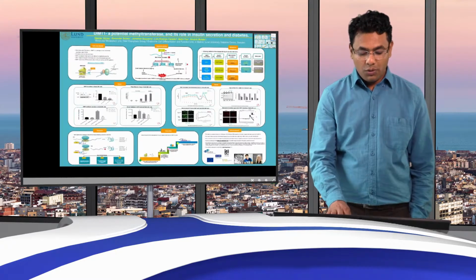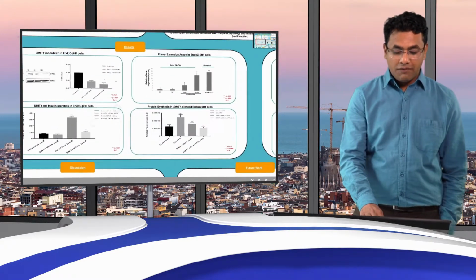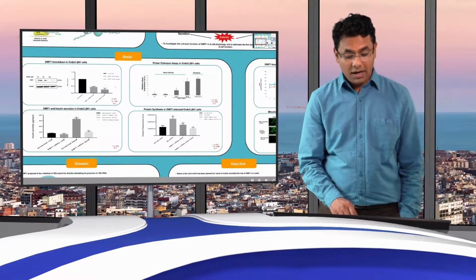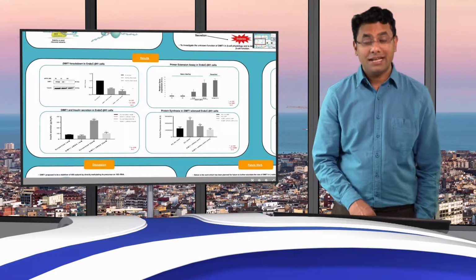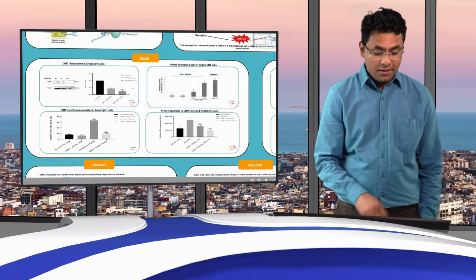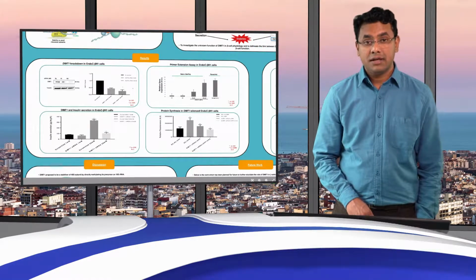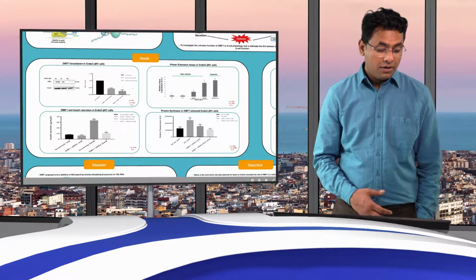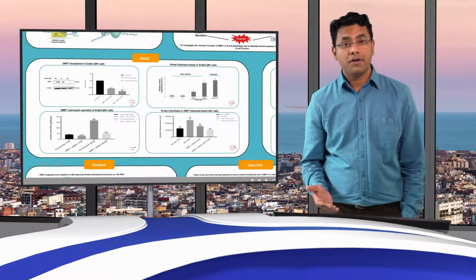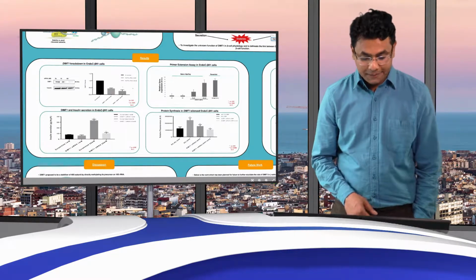cells. So to begin with, as you can see, we knocked down the DIMT1 level in the EndoC-βH1 cells, and we found that 100 nanomolar of the siRNA is effective, and it knocked down 80% of our DIMT1 from the EndoC cells.